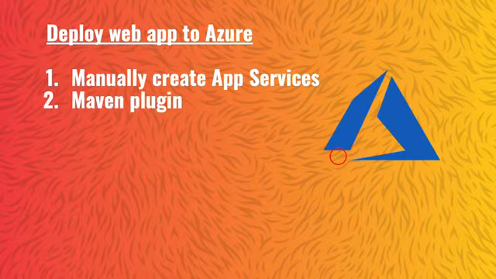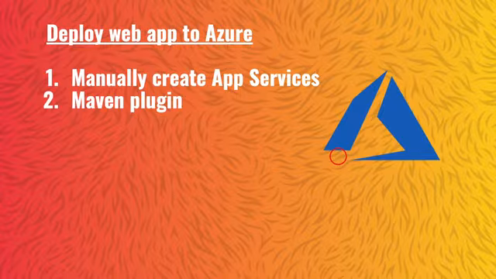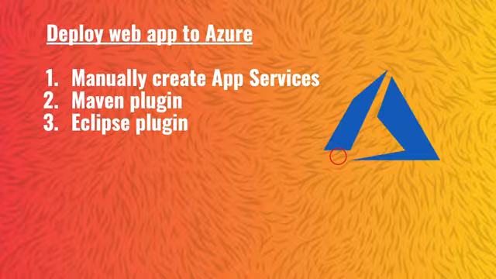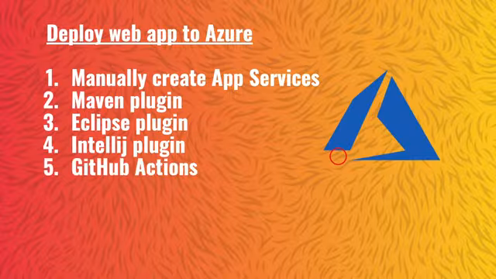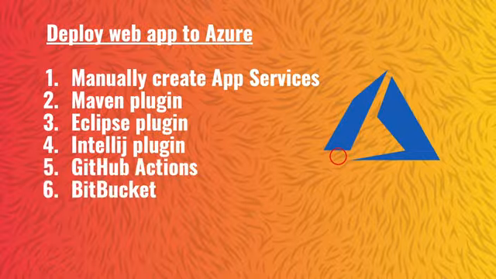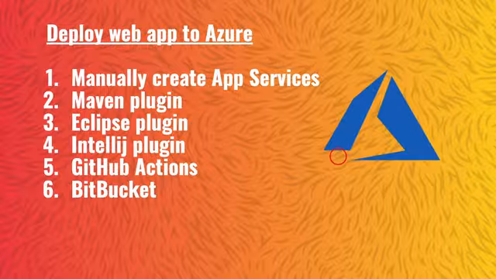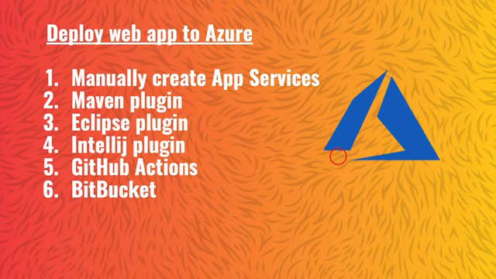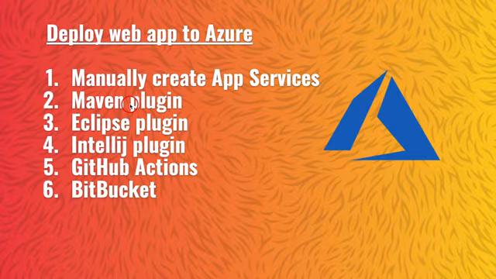So if you are using Maven, you can go to the Maven plugin as well. If you are using Eclipse, you can use the Eclipse plugin to deploy your web application into Azure, guys. And if you are using IntelliJ IDE, you can use the IntelliJ plugin as well. After that, we have GitHub Actions and Bitbucket. So these are a couple of options to deploy your Spring Boot application on Azure. But here I'm going to explain the first 4 options, how we are going to deploy our web application into Azure, guys. Okay, so that's it.